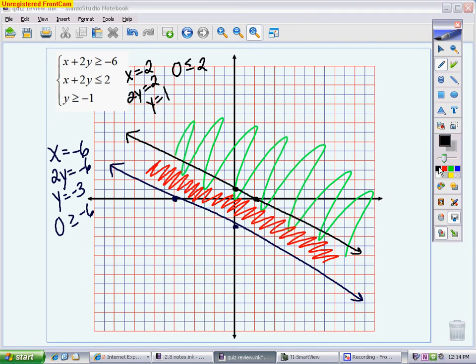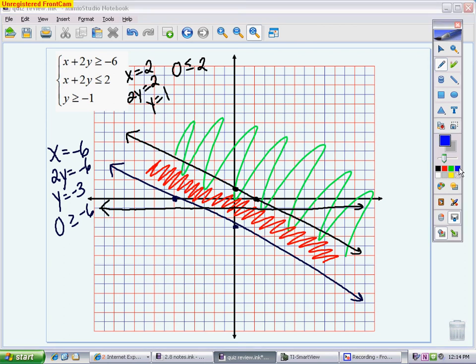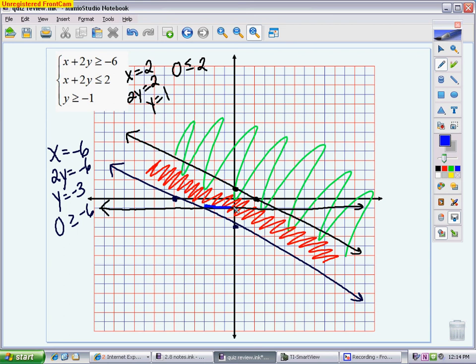I've got one more to do. This one is a lot easier to graph. It's a y only, so this is going to be a horizontal line. You're going to go to -1 and draw a solid horizontal line. We are wanting to shade where we are greater than -1, so we are shading above that line. So my end result, I'm going to make the darkest or the brightest possible, is going to be above the -1 line, under this line right here, and above this line right here.